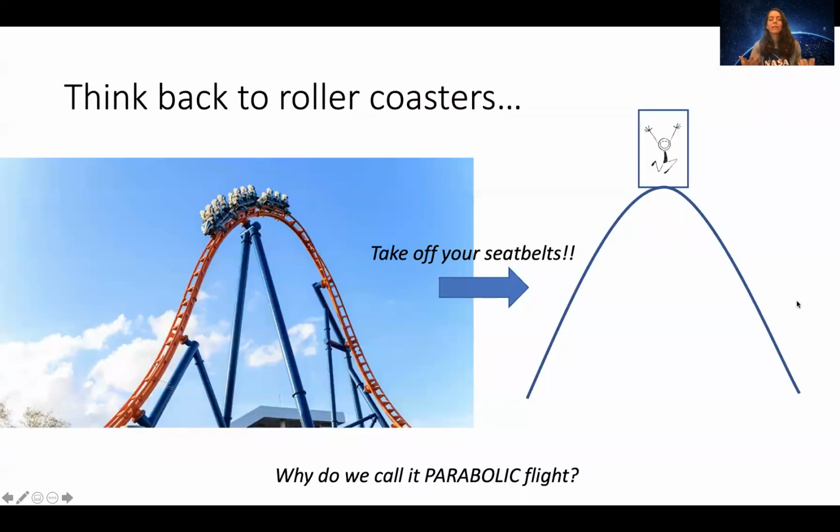So let's go back to thinking about those roller coasters. First of all, why would we call this parabolic flight? It's because it follows a flight path very much like the roller coaster that's in the shape of a parabola. So if you were to take off your seatbelt when you were sitting in that roller coaster, you would actually float off the seat and you would get that microgravity experience for a little bit. And that's what we're taking advantage of here in the parabolic flight. We're using this shape to allow us to experience microgravity.